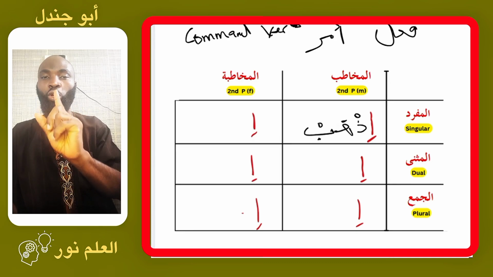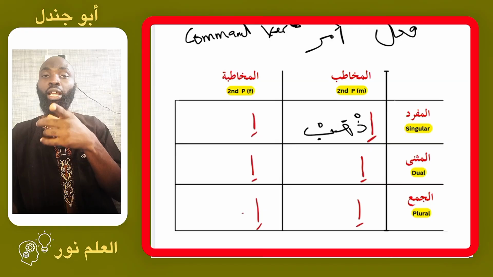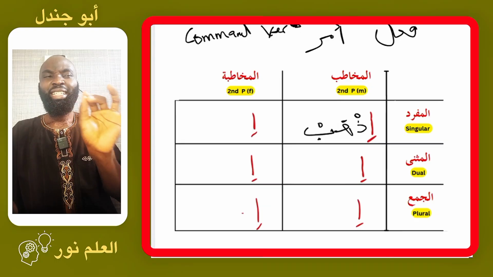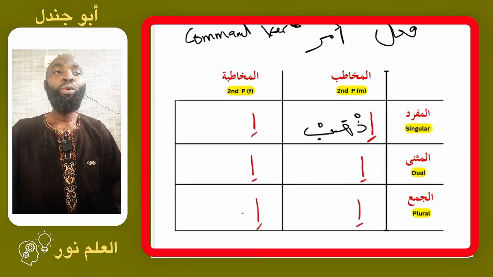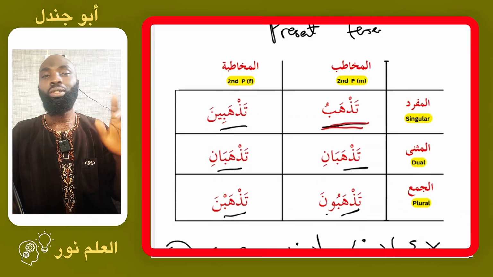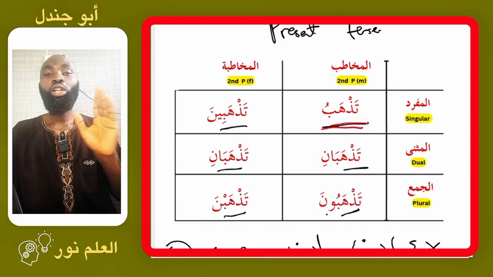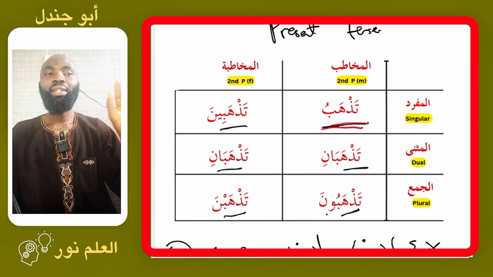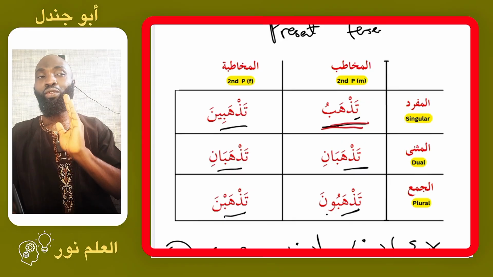But this time you are commanding a second person male singular. You have a single male like me in front of you, or like you, I'm commanding you, I will simply say idhab, go. So since this particular word tadhabu, as we have it here, does not end with wa and nun or any nun, that is why this is how we form it. The last letter will be made to take sukun.